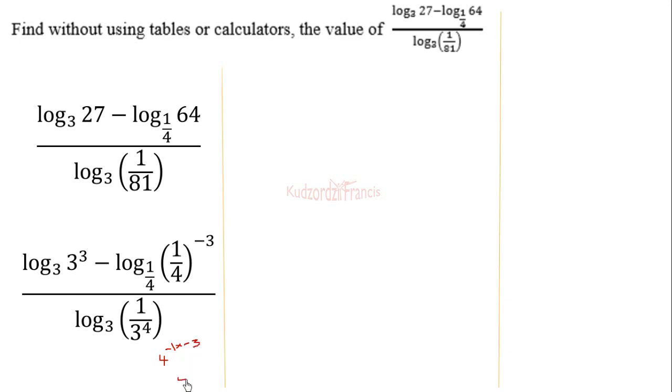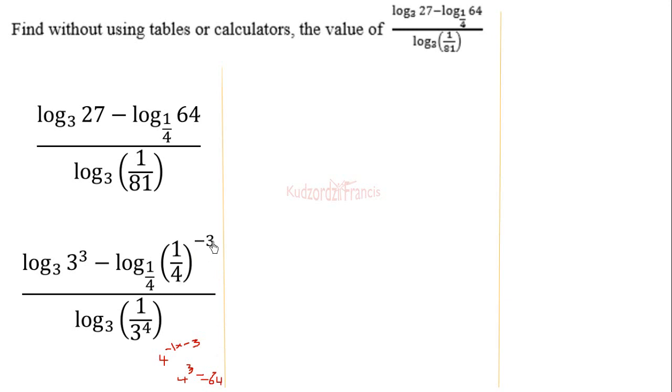So 4 exponent 3 is 64. So that is why 1 over 4 exponent negative 3 will give you 64.